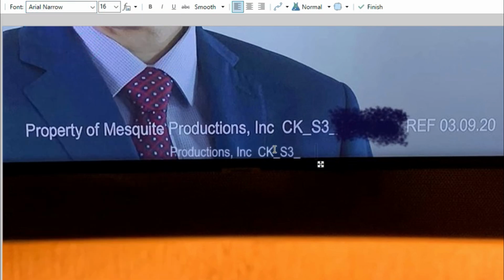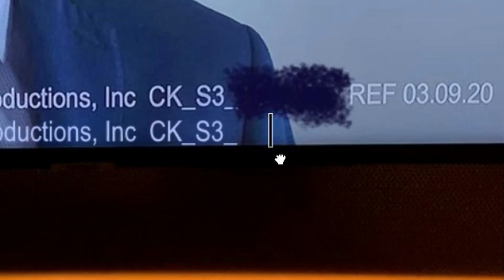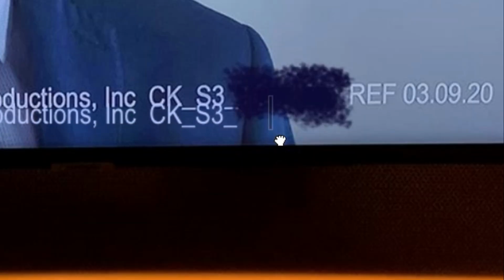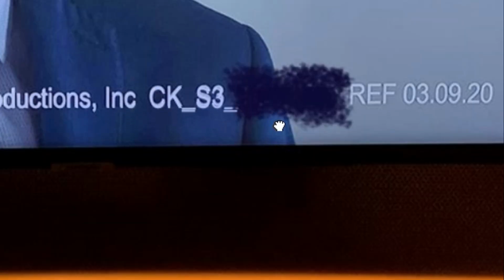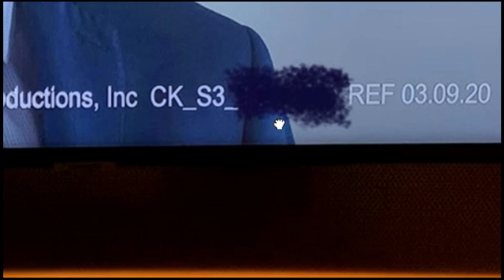Hey, that looks right. Let's do font size 20.6. And boom, look at that. We got it. So back to here.